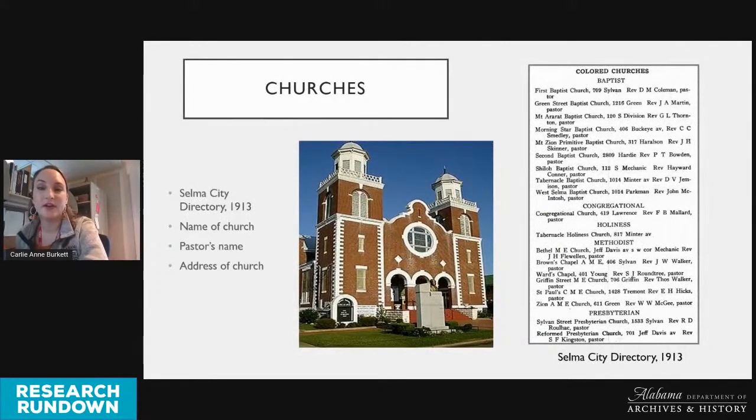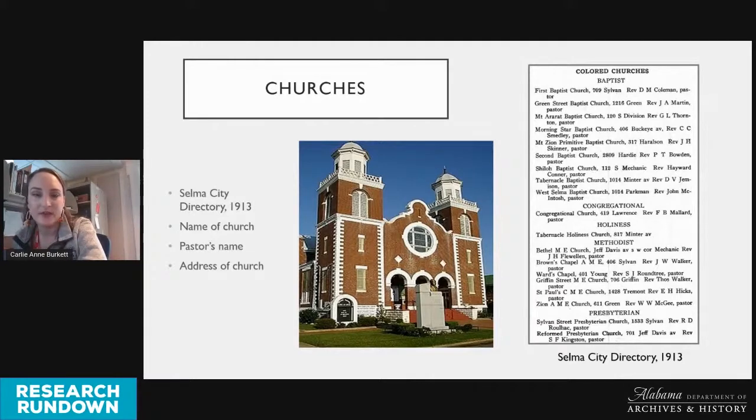Okay, you can also find churches. Typically, these give you denomination, address, name of church, and pastor. I have a listing here of all the African American churches in Selma in 1913. Some of these are still around today. You can see this picture here is of Brown's Chapel AME, which is still there. This is a more recent picture, obviously, but if you look, it is right there. It's the second listing under Methodist churches.